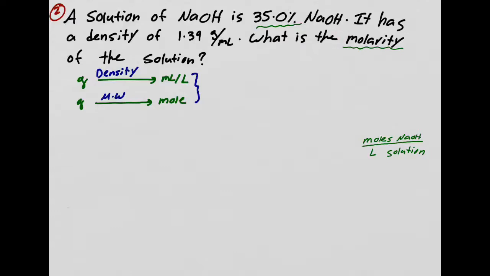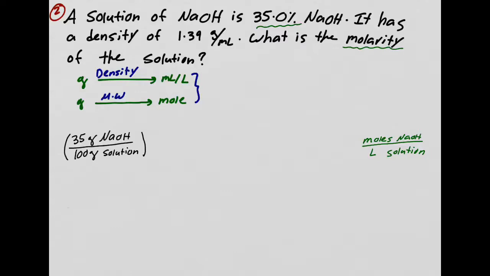So the first thing they gave me is 35%. We said percentage is usually a mass percentage unless they tell you otherwise. So if they tell me 35% of the solution is NaOH, can I just say that I have 35 grams of NaOH in 100 grams of solution? Can I say that? Why not? Because percentage is a ratio, so you can make a number to get to that ratio. That means if I have 100 gram solution, 35 grams of that is NaOH. That's how I get 35%. Okay, that's what's given to me.